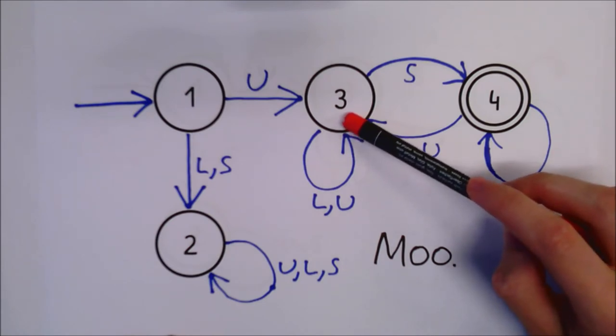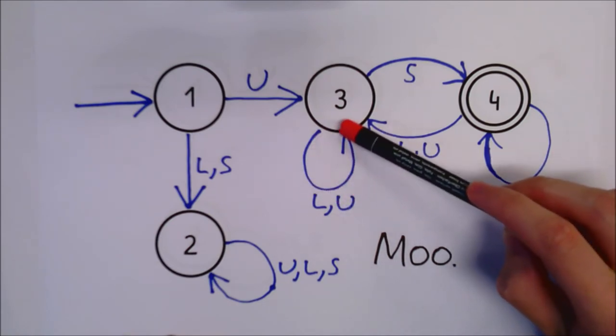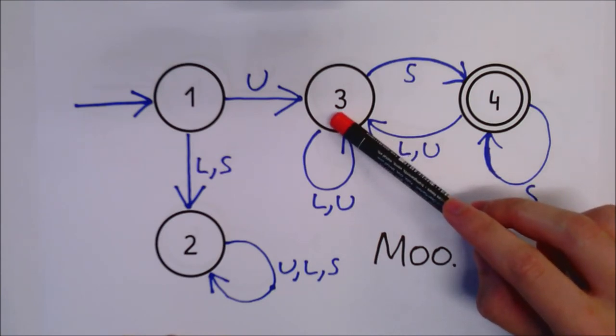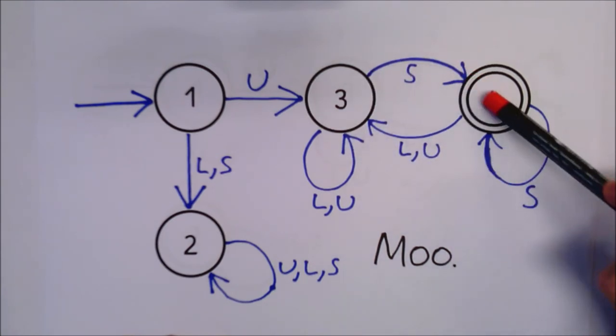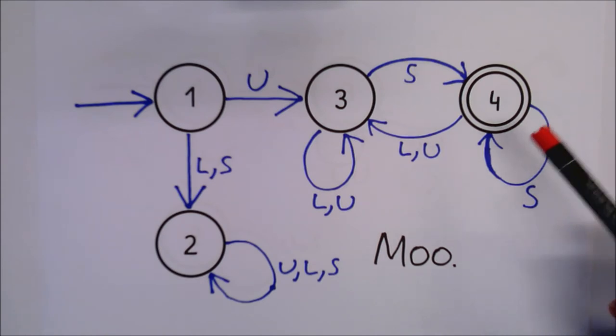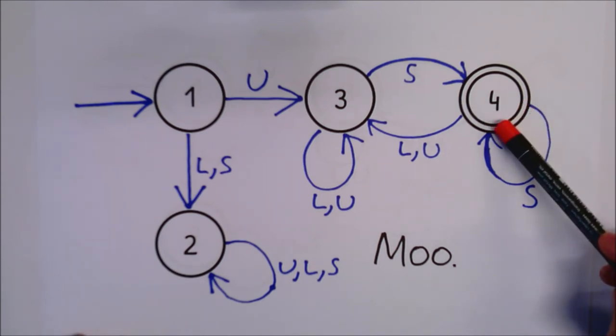Another lowercase o, so again we follow the L transition back to state 3. And lastly, we have a full stop, so we follow the S transition to state 4. So we've gone through the string of letters and ended up at state 4.